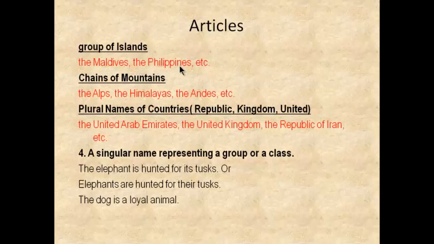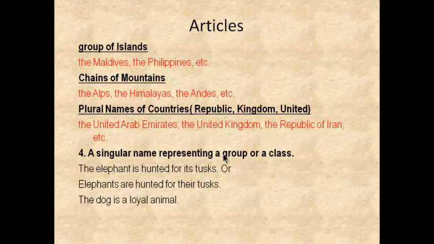We know that these are also the names of the countries, but these countries are actually groups of islands. Chains of mountains, the Alps, the Himalayas, the Andes. Plural names of countries, which include republic, kingdom, united, etc. We use the before these countries. The United Arab Emirates, the United Kingdom, the Republic of Iran, etc.